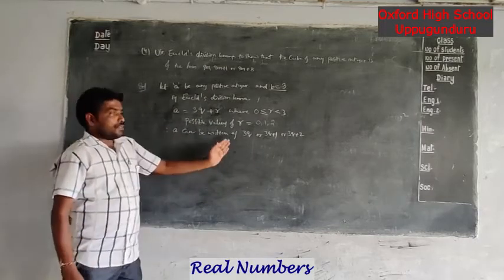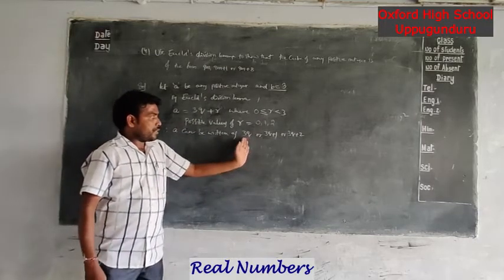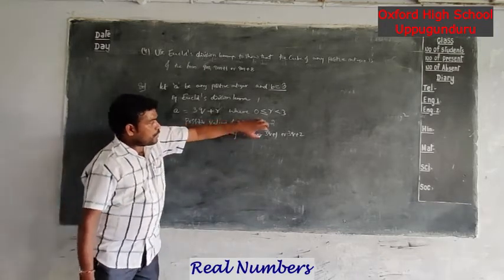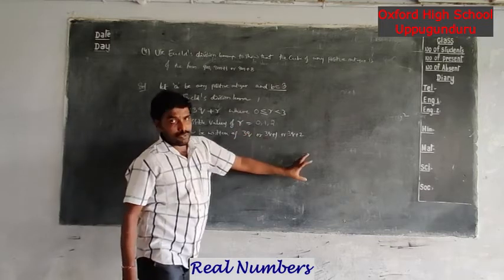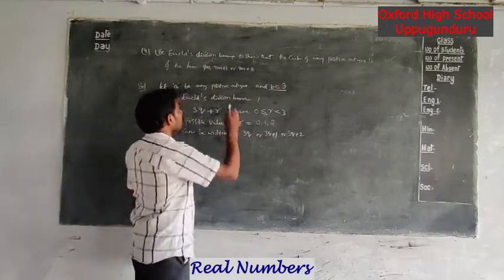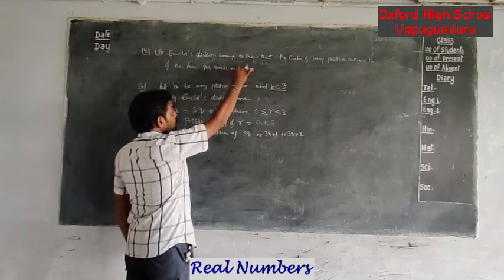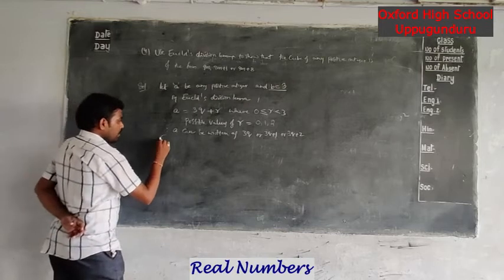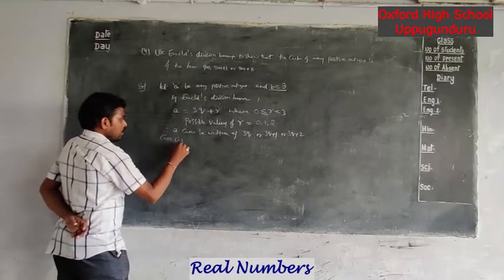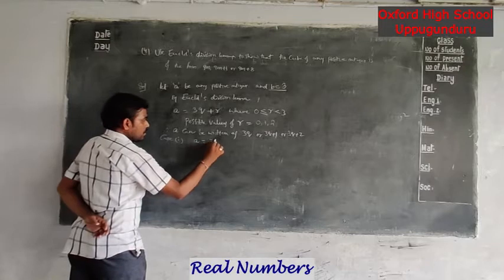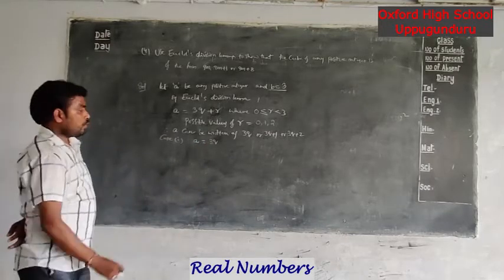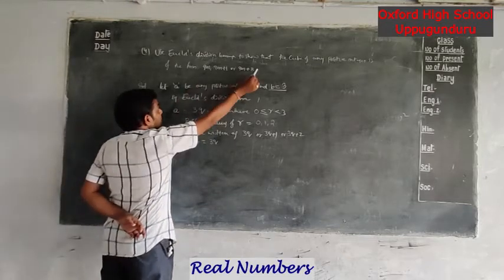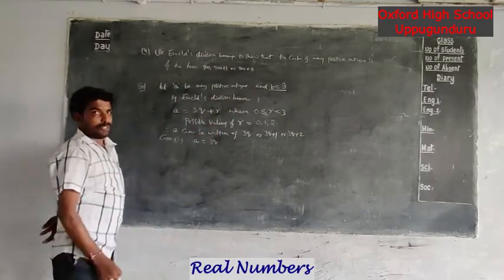By considering these three values, in each case you have to prove that the cube of these values will be in the form either 9m or 9m plus 1 or 9m plus 8. That you have to prove. So in case 1, we consider the a value as 3q. Now what you have to prove? The cube of this a will be in any one of these three forms.